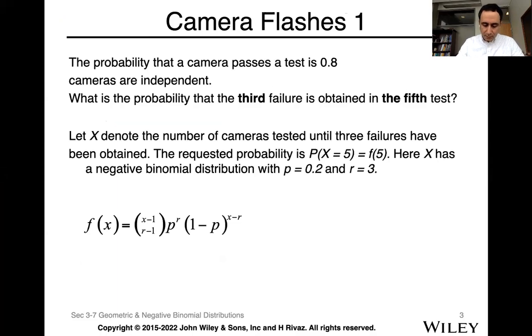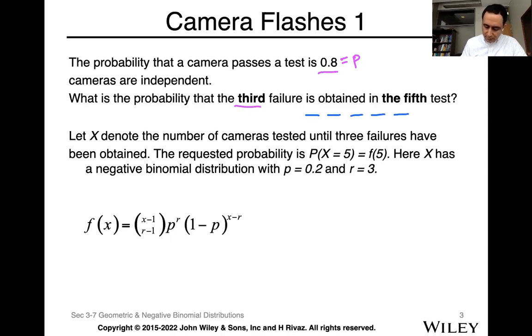So let's look at one example. The probability that a camera passes a test is 0.8. So this is P. Cameras are independent. What's the probability that the third failure is obtained in the 5th test? That means that I'm doing 5 tests and my third failure is happening exactly at the 5th test. So this is what's going on here: 1, 2, 3, 4, 5.